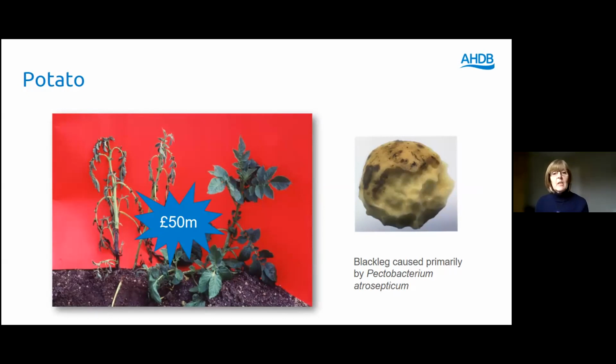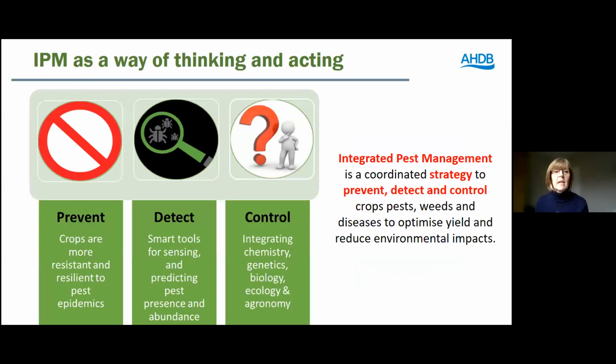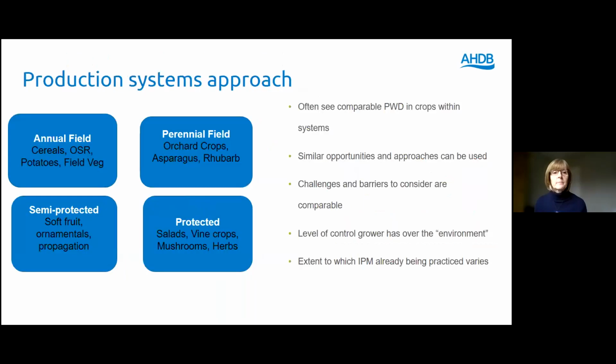So just moving on to thinking about an IPM approach to that. Within AHDB, we're using this prevent, detect, control framework to help us build a robust strategy that encourages farmers and growers to consider all the options available to them for managing crop issues. And we just think this little framework helps with a logical approach to management, really.